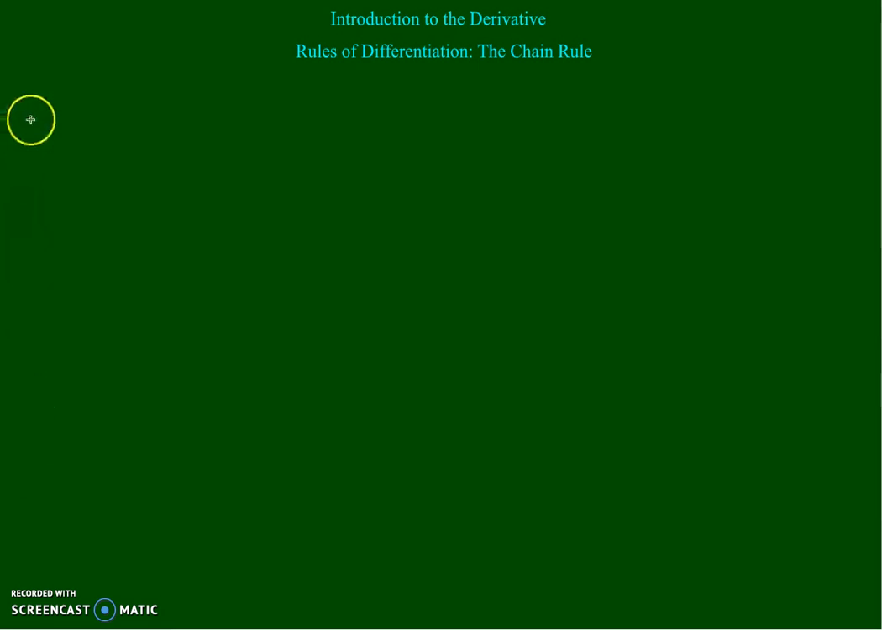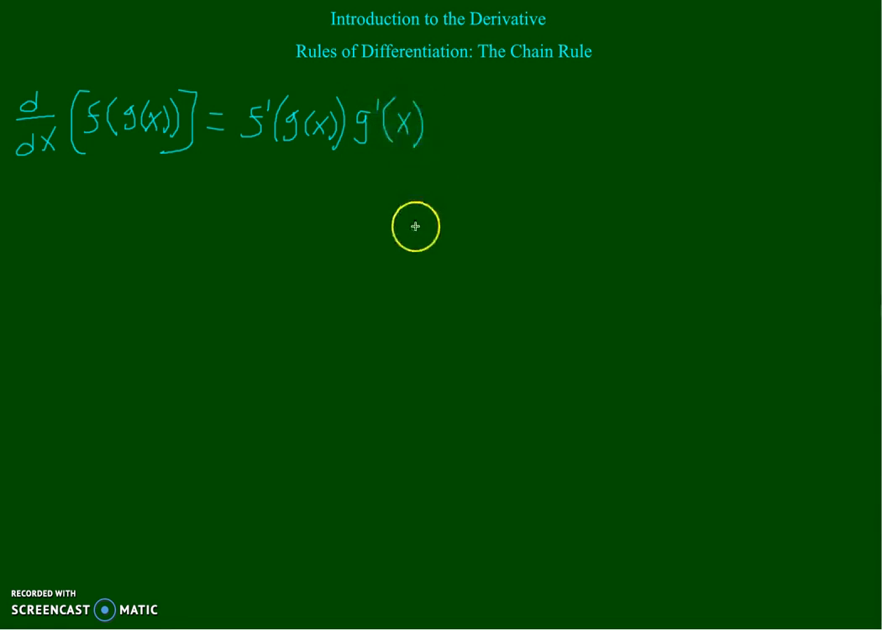The chain rule states that the derivative with respect to x of some composition f of g of x is equal to f prime of g of x times g prime of x.